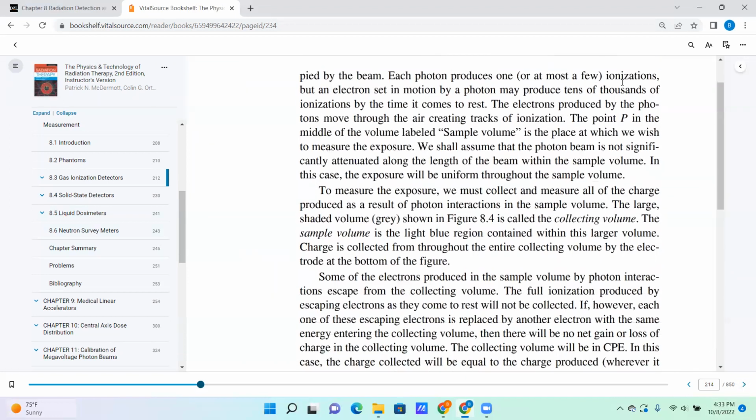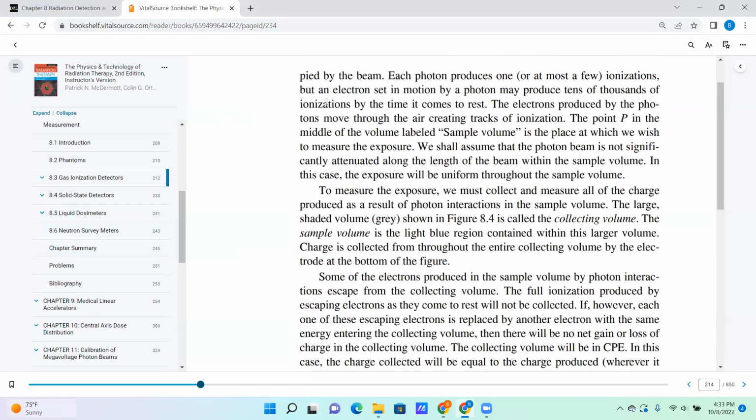So each photon produces one, or at most a few ionizations, but an electron set in motion by a photon may produce tens of thousands of ionizations when it comes to rest. The electrons produced by the photons move through the air, creating tracks of ionization. The point in the middle of the volume, labeled sample volume, is the place at which we wish to measure the exposure.